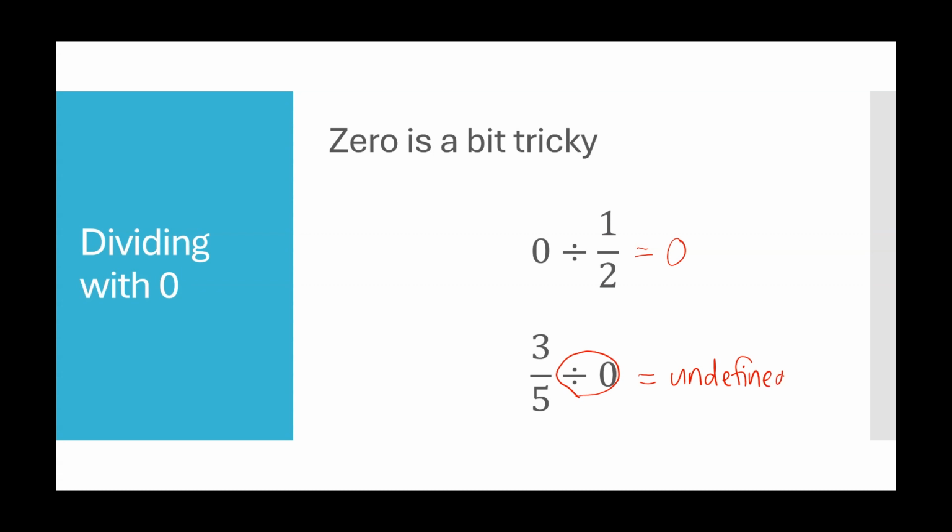Anytime you see divided by 0, unless it's 0 divided by 0, which is its own little beast. But if you see a non-zero number being divided by 0, it's undefined. We just say we don't have a way of doing that. It's just undefined. So you can always write undefined. DNE is fine too. That stands for does not exist.